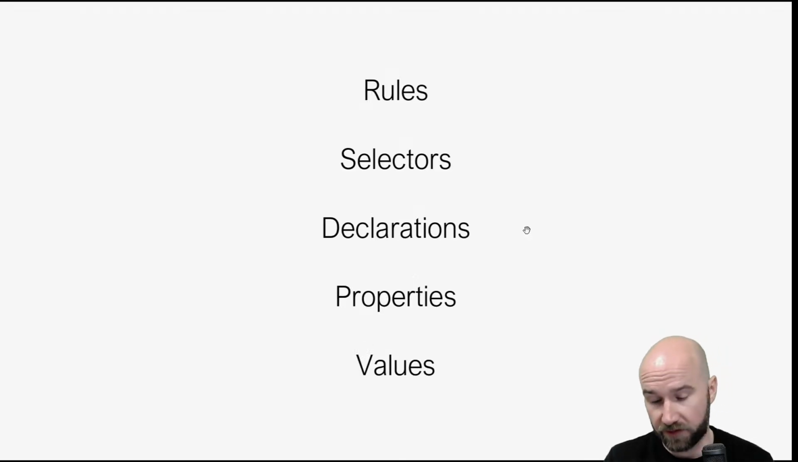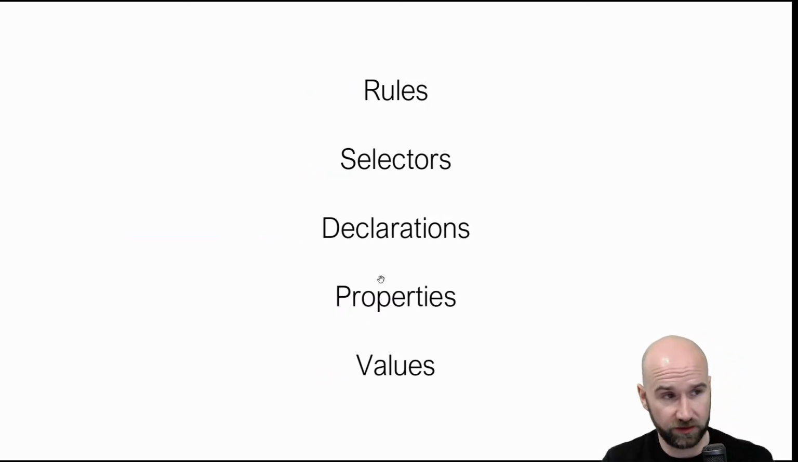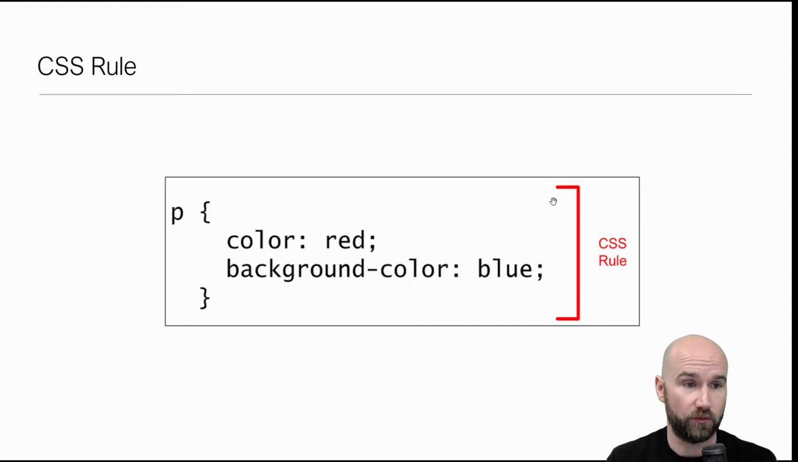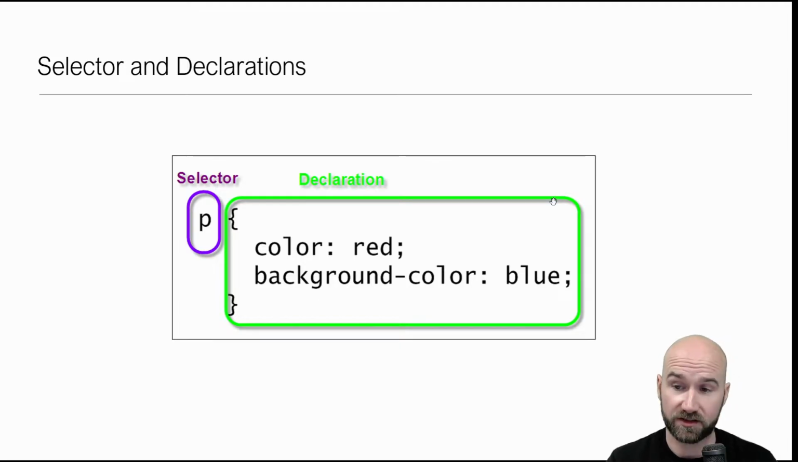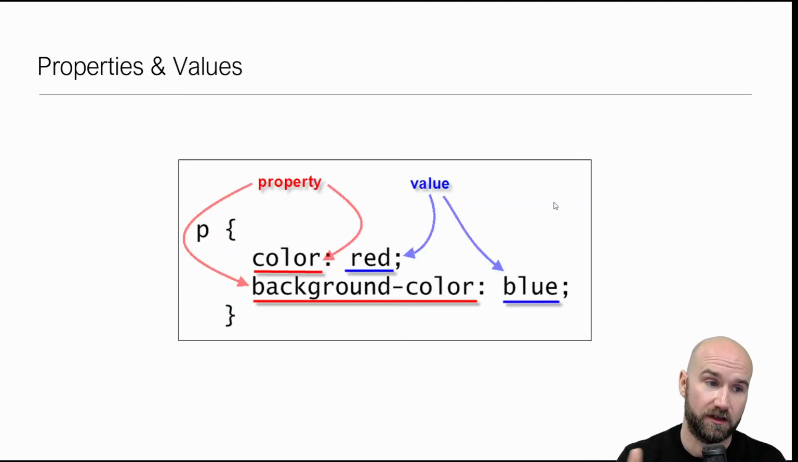So a few terms I guess we've come across. We have rules, we have selectors, declarations, properties, and values. So when we look at a rule, we have a rule which is our container, which has our selector, and our rule has a declaration, which is encompassed by our curly braces, and then our declaration is made up of multiple different properties.